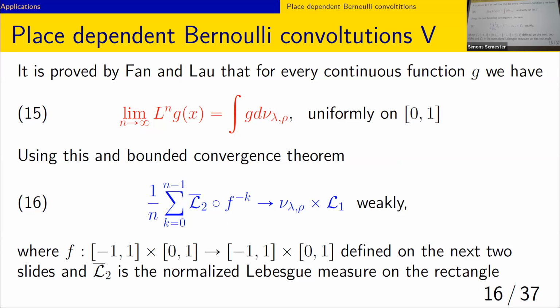Namely, if you take this L, what we have just defined, then this L uniformly, for every continuous function, converges to the right-hand side. And then using the bounded convergence theorem, you get that this sum converges to this product measure weakly. What is F? I am going to define F on the next slide. So this measure, what we introduced, can be used for the understanding of the dynamics of S.